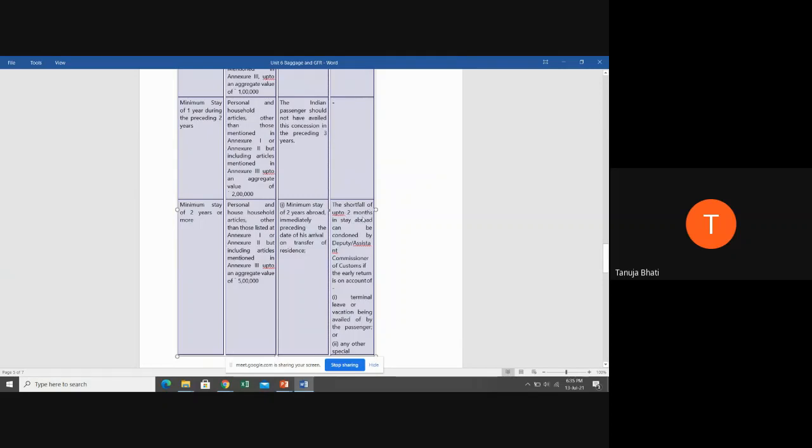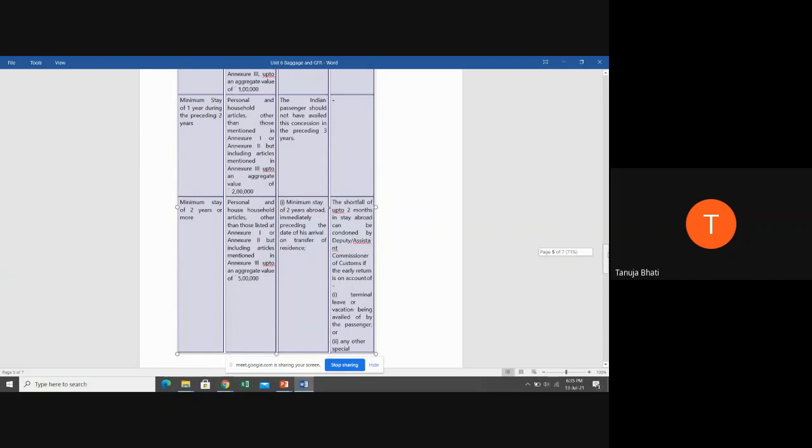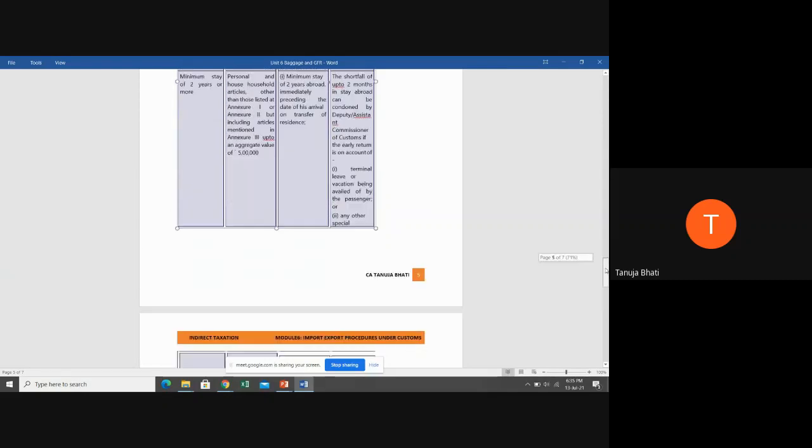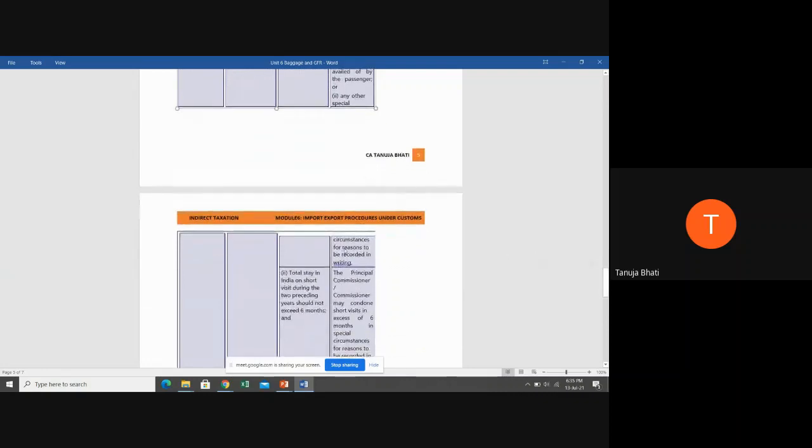The shortfall of up to 2 months in stay abroad can be condoned by the Deputy or Assistant Commissioner of Customs if the earlier return is on account of terminal leave or vacation being availed by the passenger or any other special circumstances, for reasons to be recorded in writing.